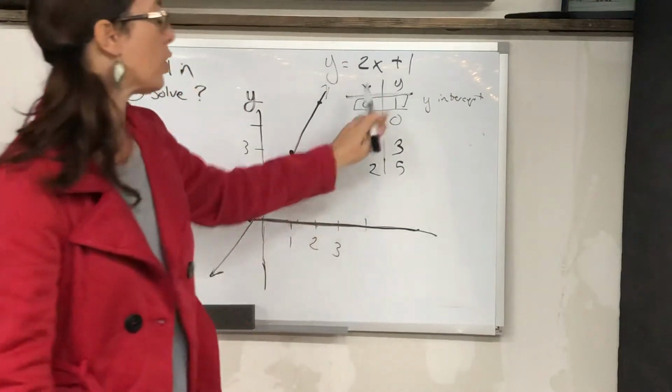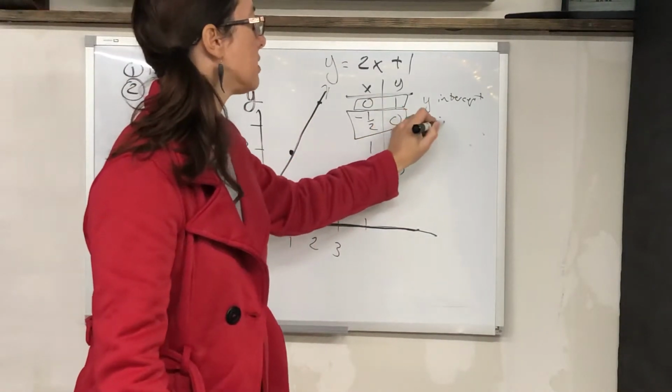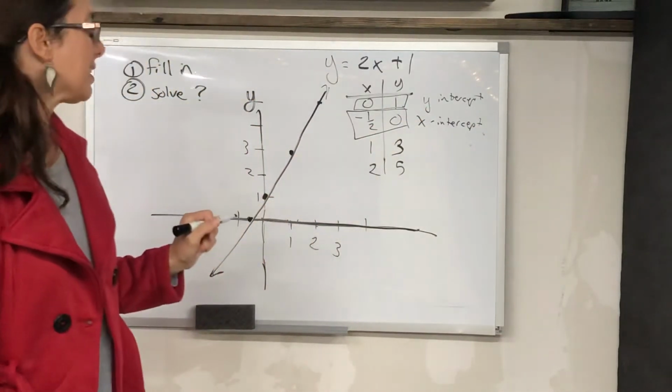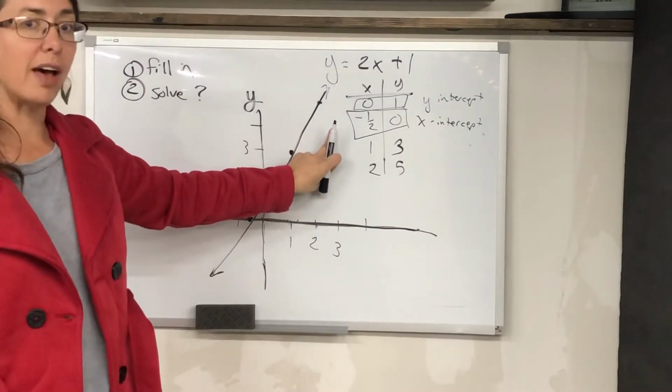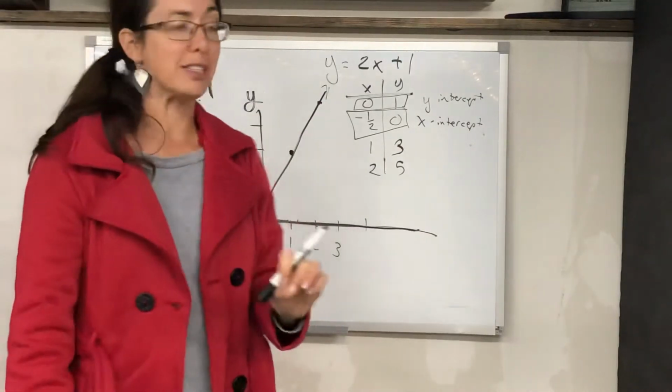Okay, that means where it crosses the y line. When y is 0, this is our x-intercept. It means where it crosses the x line. These are also known as the zeros of your function. They are also called the solutions.